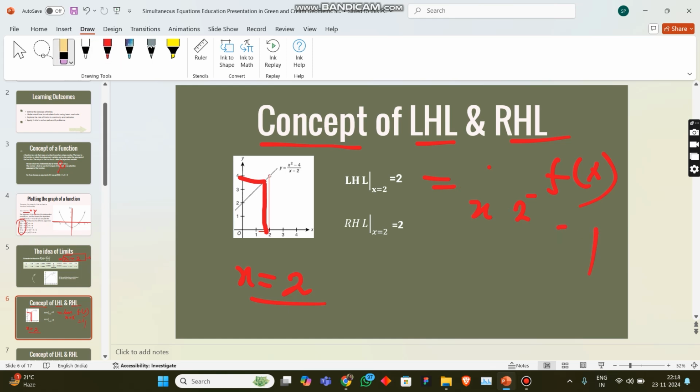right? And similarly, if we approach the same point from the right hand side, then what will we get? Then we will get a similar kind of value, which is 4. And how can we write this? Limit x tends to 2 plus f of x. Understood?